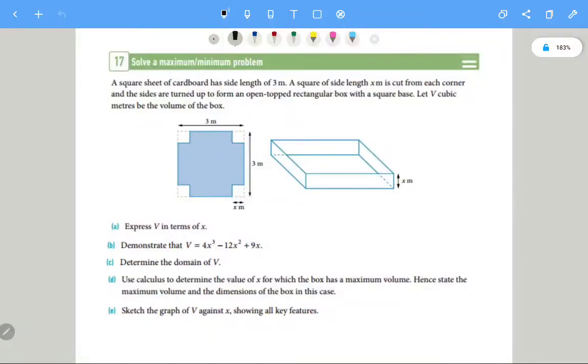Today we're going to have a look at a slightly more complicated application of a maximum or minimization problem. A square sheet of cardboard has side length of 3 meters. A square of side length x is cut from each corner and the sides are turned up to form an open-topped rectangular box with a square base. Let V cubic meters be the volume of the box. Express V in terms of x.